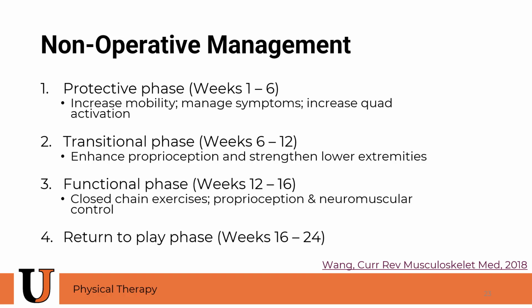Transitional phase is weeks 6 to 12. This is where we're going to be focusing on enhancing proprioception and strengthening the lower extremities. The functional phase is weeks 12 to 16. Going to be implementing more closed chain exercises, proprioception, and neuromuscular control exercises. You're also going to be introducing some more activity-specific interventions at this point as well. And then the return to play phase would be weeks 16 to 24. Remember in the previous slide, the one study highlighted that the average return to play time frame was 16.4 weeks. So if you have your patients get back that quickly, you should be doing this return to play phase a little earlier on in their rehab.